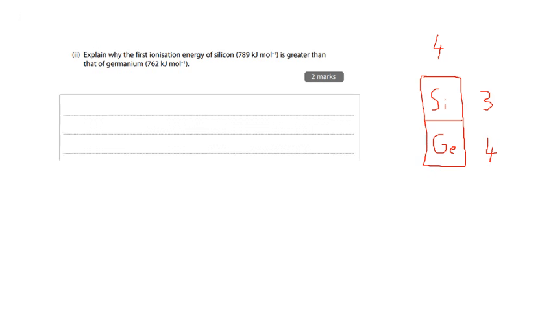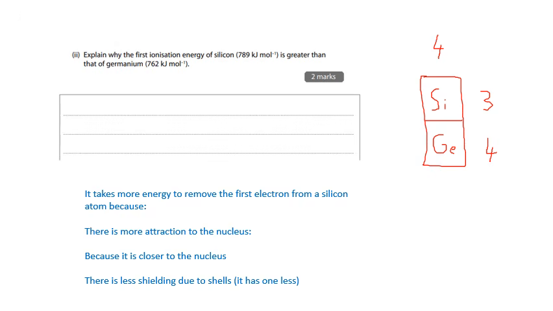Okay, now, and that explains why. So the ionization energy is the amount of energy needed to take away the first electron. And why is it bigger for silicon? Because now it takes more energy to remove the first electron from a silicon atom because there is more attraction to the nucleus. That electron, there's more electrostatic attraction between that electron and the nucleus.